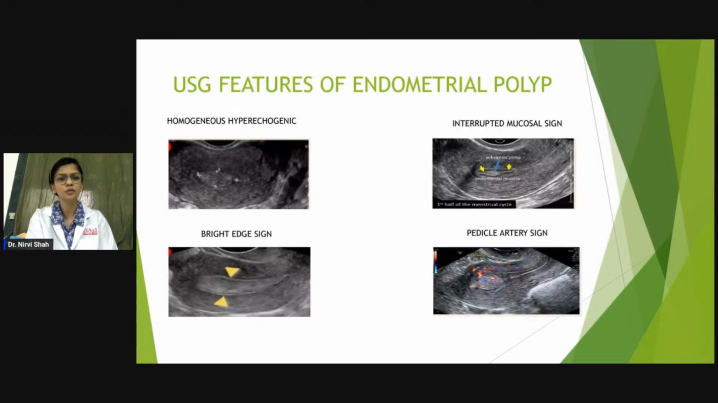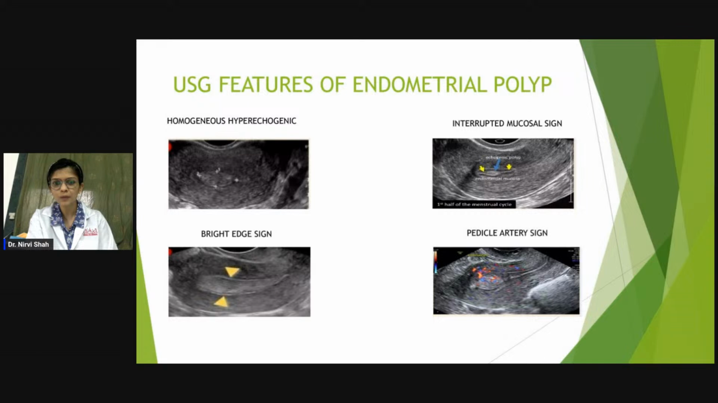So these are the sonography findings or signs for a polyp. If you can appreciate, this is a solitary single mass. It is hyperechoic, okay, and it's homogeneous. Here, if you see, this is a nice triple line, but it gets interrupted with this polyp here. Okay, so it's an interrupted mucosal sign.